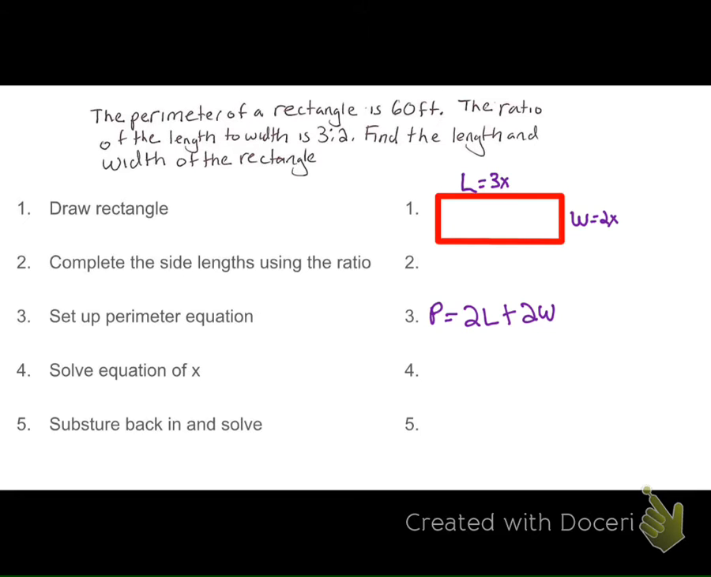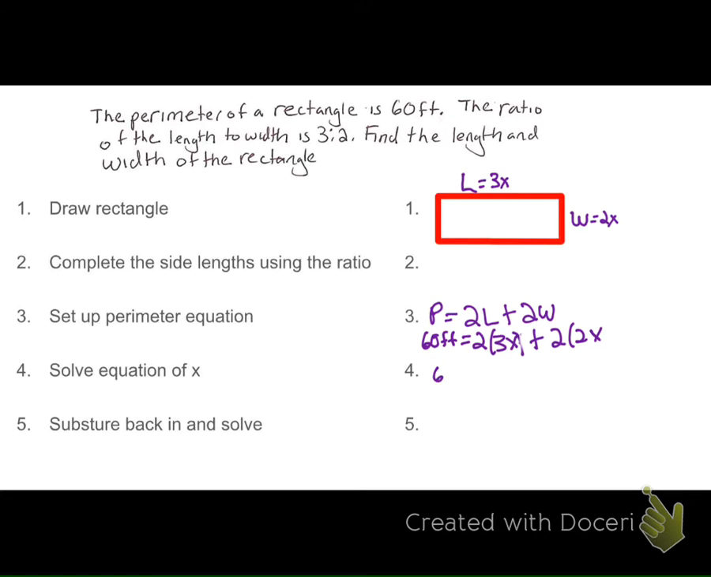So now that we have this, we can substitute in. I don't actually have to write perimeter again because I know the value of it. What is our value? So we have 60 feet equals 2 times my length, 3x, plus 2 times my width, 2x. Our next part is to solve.